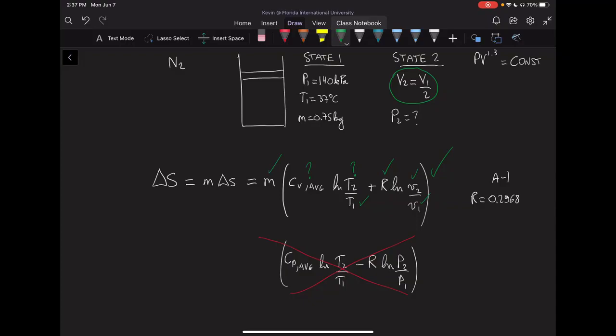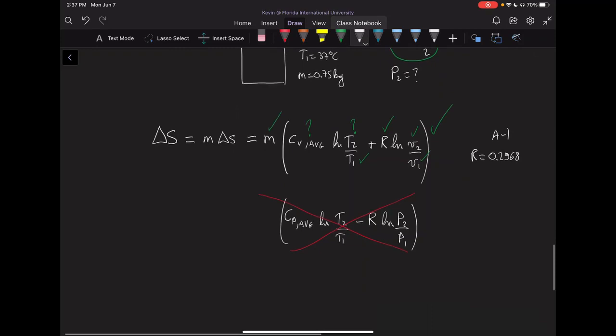So from this, we can now try and find our temperature 2. So we have to find temperature 2 and CV average. It's important to do this in order. We want to find T2 first, because to find CV average, we need the average temperature. So we need to verify what the first temperature is and what the last temperature is, take an average so that we can find the average CV.